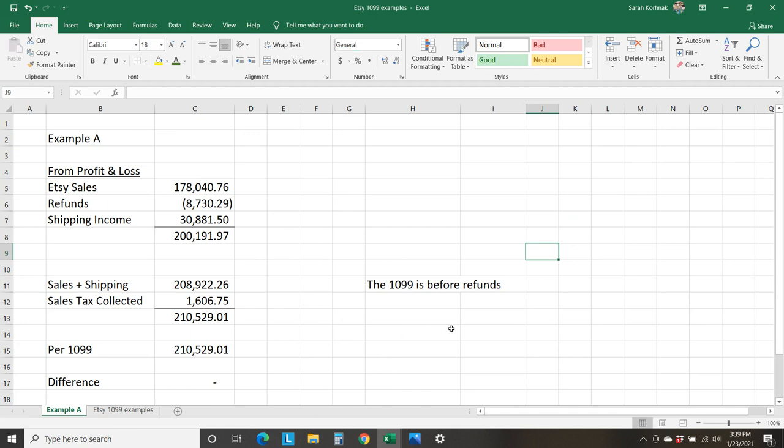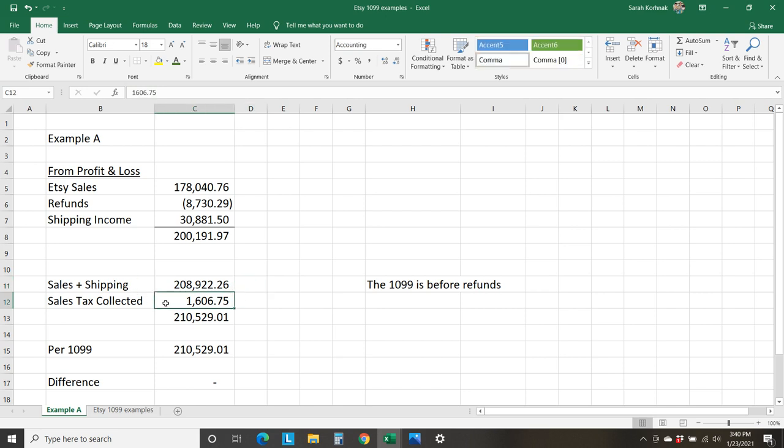The 1099 number is before refunds. So that's something very important to keep in mind. That's why the number that we're going to use to tie out to the 1099 is just our sales and shipping number. Sales and shipping, which equals a total of $208,000. And we're not including refunds. You'll still put the refunds on your Schedule C. You won't be paying taxes on your refunds, but the 1099 is reported to you before refunds. So that's why sales plus shipping only.